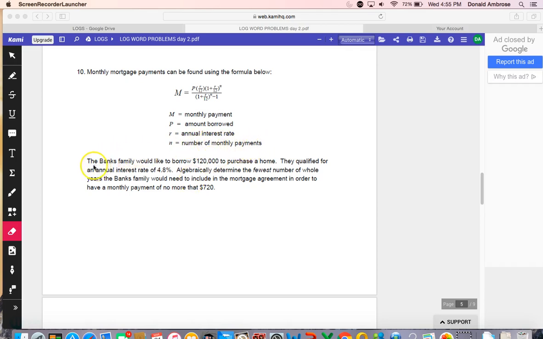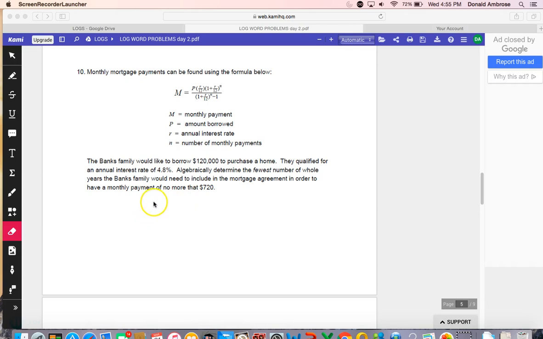Then we're told that the Banks family would like to borrow $120,000 to purchase a home. They qualified for an annual interest rate of 4.8%. Algebraically determine the fewest number of whole years the Banks family would need to include in the mortgage agreement in order to have a monthly payment of no more than $720.